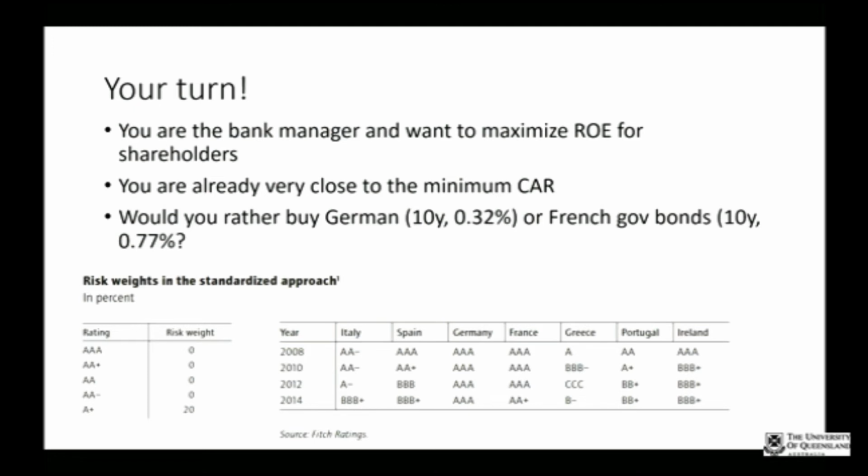For the French bond, it's AA+. So it's considered riskier. But the regulator said the risk weight on AA+ is 0. So from the regulatory point of view, it's just as safe as the German bond. So the regulator doesn't make a difference. You can buy either or. But if you want to maximize profits, of course, you want to get the highest yield. And the French one has a higher yield. Right? So you're going for the French one.